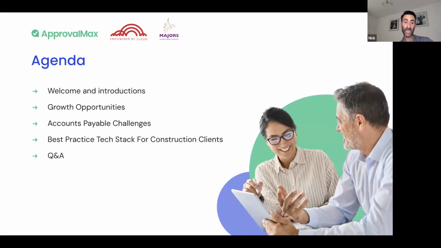And so today we're going to be looking at how to use automation tools, including AP, to overcome these challenges and grow or establish a client base in the construction sector.